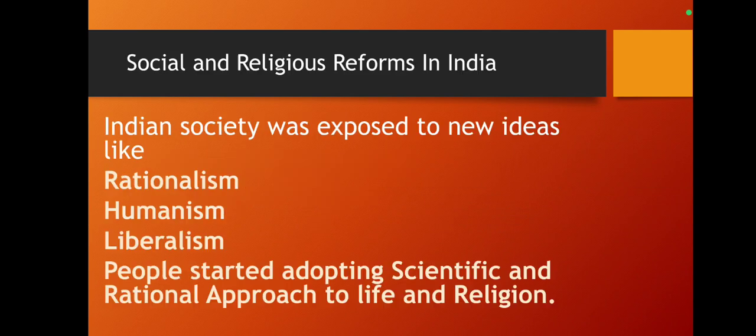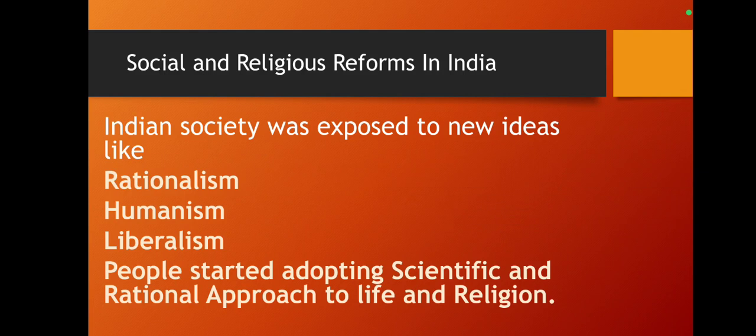Now when the British came to India, they brought Western education, and after getting that education, Indian people were exposed to new ideas like rationalism, humanism, and liberalism. These are the three words which you have to learn: first is rationalism, second is humanism, and third is liberalism. Now people started adopting a scientific and rational approach to life and religion, because they were more educated.